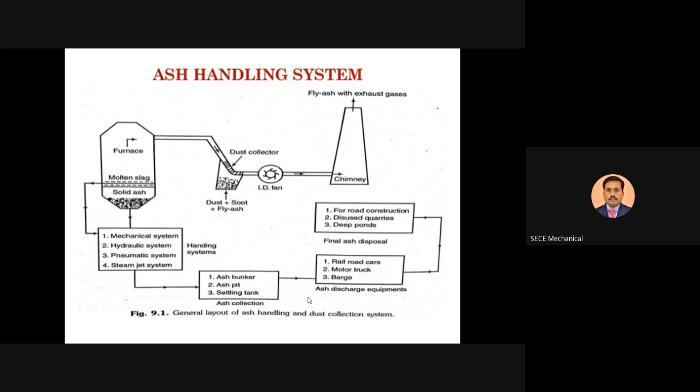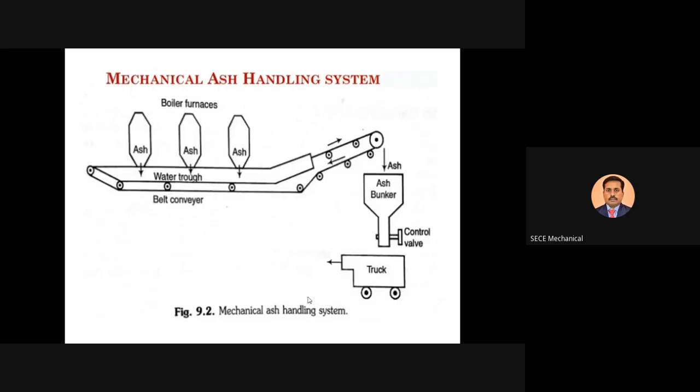In the next slide, we are going to discuss the 4 different types of ash handling system. The first one is the mechanical system. In the next slide, you can see the mechanical ash handling system, and how it is used to transport the ash from the coal furnace area to the truck.